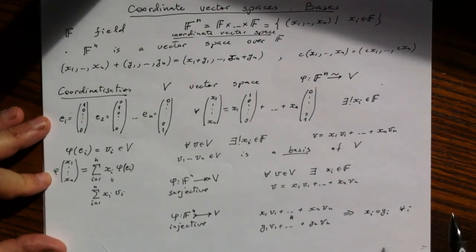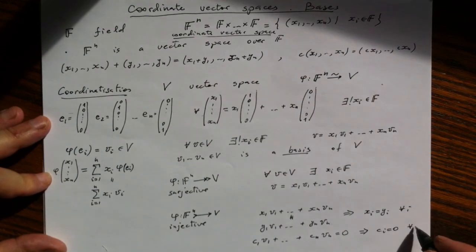But this equation we can rewrite in a different way. We can just take the difference of the two sides of the equation and combine the coefficients in front of vectors. I'll call the differences x_i minus y_i, c_i. So I will have an alternative way of writing it: this combination being 0, and that should imply that all differences, all c_i's, are 0.